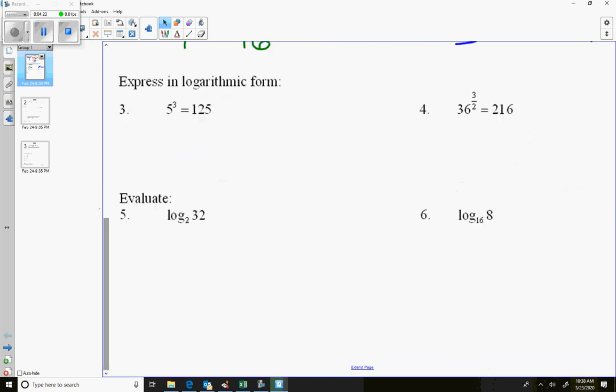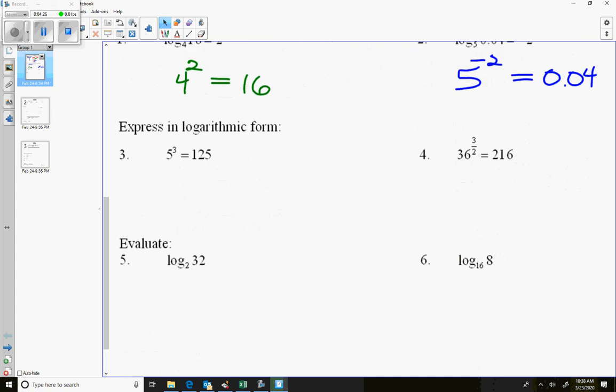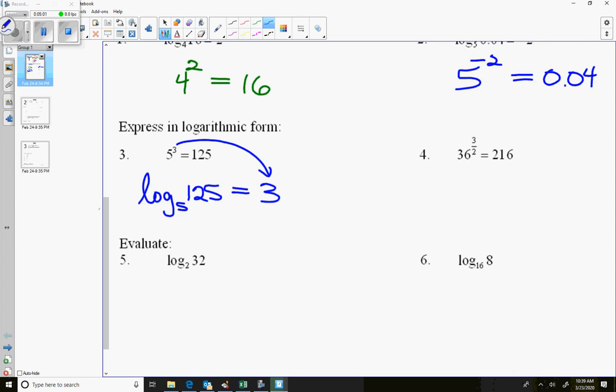Number 3. Now, we are going the other direction. Given the exponential, let's write it in logarithmic form. So we would write log base 5 of 125 equals 3. Again, the base of your exponential is the base of your logarithm. The exponent is what the logarithm equals. The 125, that's your argument.